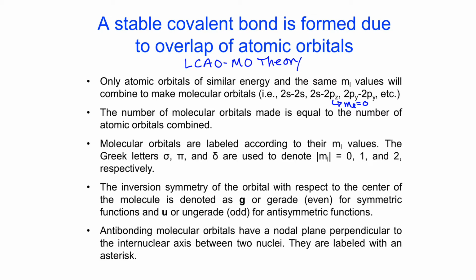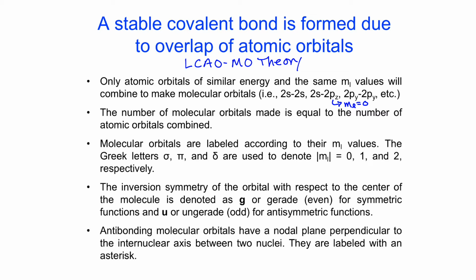Next is considering the inversion symmetry of your orbitals with respect to the center of the molecule. So if you have an even or symmetric symmetry upon inversion, you get a label of G, which stands for gerade. It's the German for even.